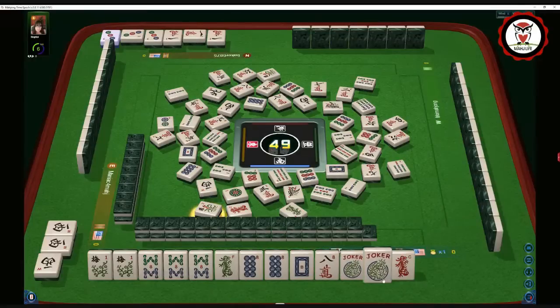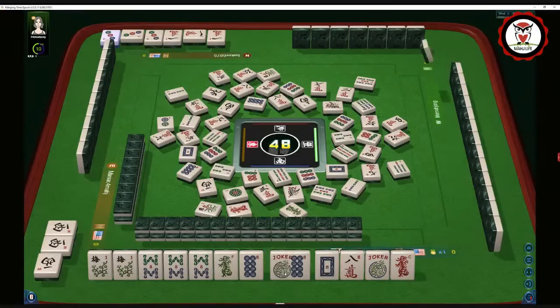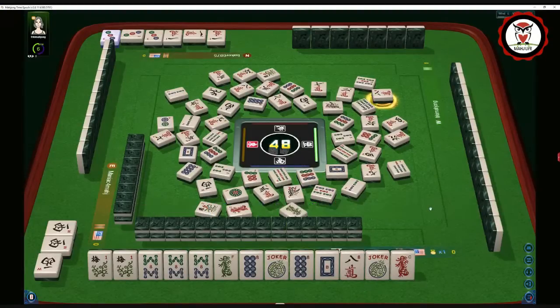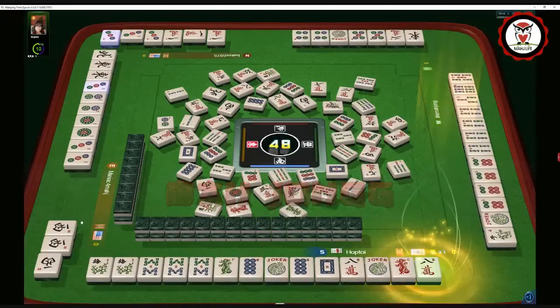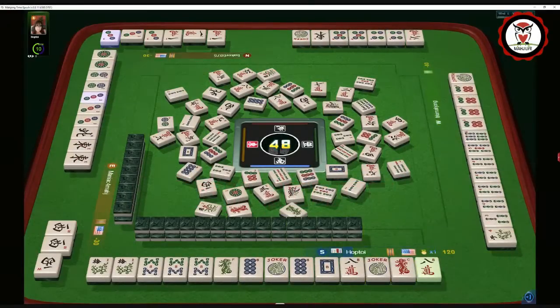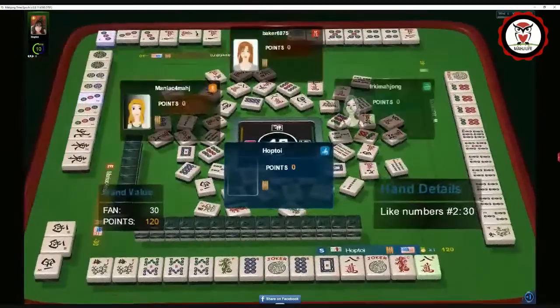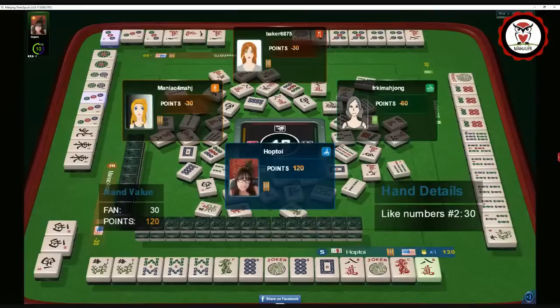Ready to win on an eight crack. Or eight dot. No, eight crack. Yeah, eight crack. And that's it. Mahjong. Mahjong. We got it. We got it. Woohoo! Oh, and I get a dot. Nice. Okay, like numbers with eights.